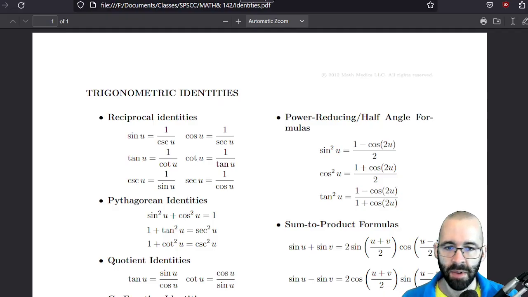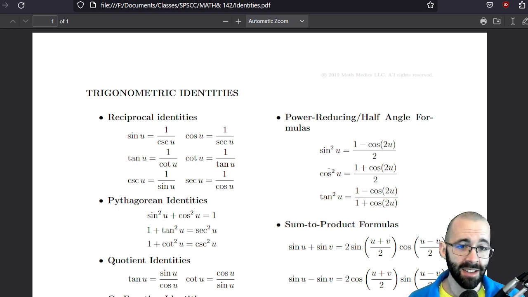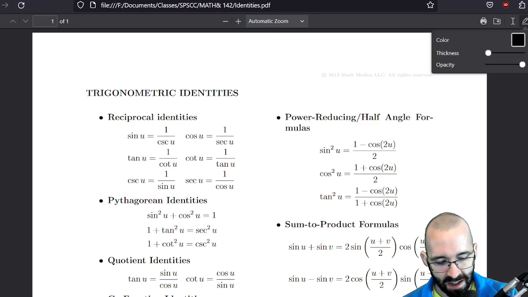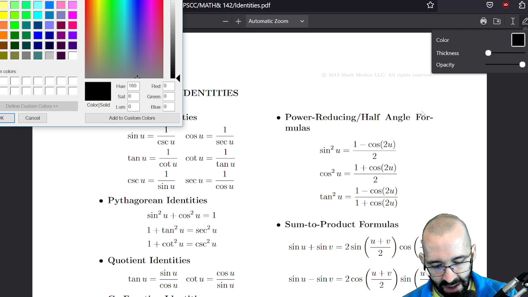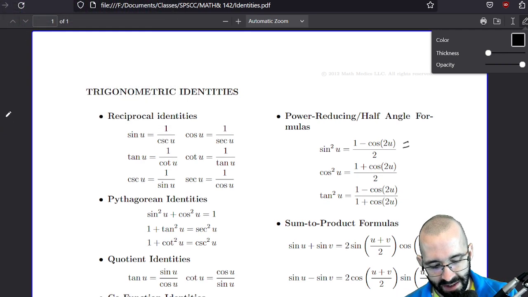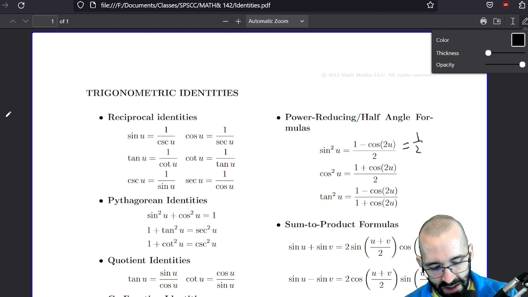There's a power reducing formula for sine, power reducing formula for cosine. It's almost the same formula, just one's a plus, one's a minus. Also, if you want to, you can maybe rewrite this to make it a little bit easier.